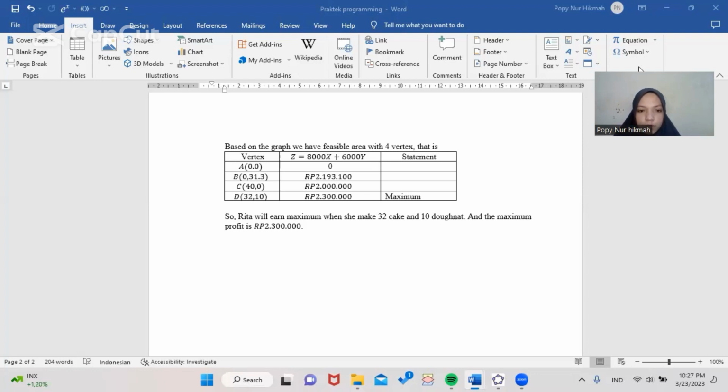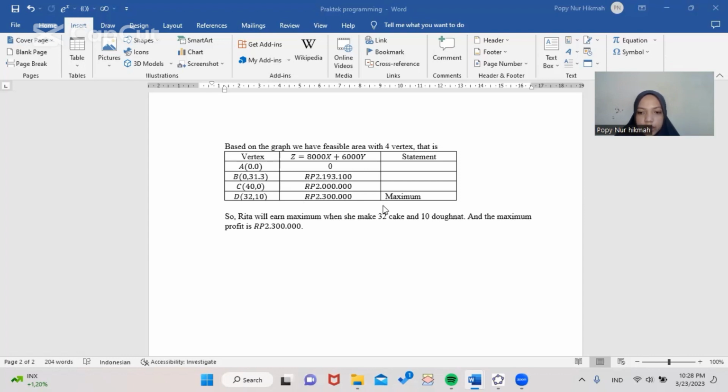After that, we have to enter the values of x and y into the objective function. At point A, the value of z is 0. At point B, the value of z is 2,193,100 rupiahs. In vertex C, the value of z is 2 million rupiahs, and in vertex D, the value of z is 2,300,000 rupiahs.